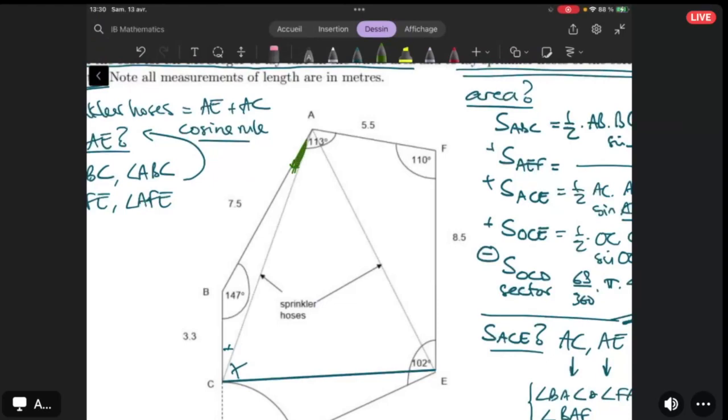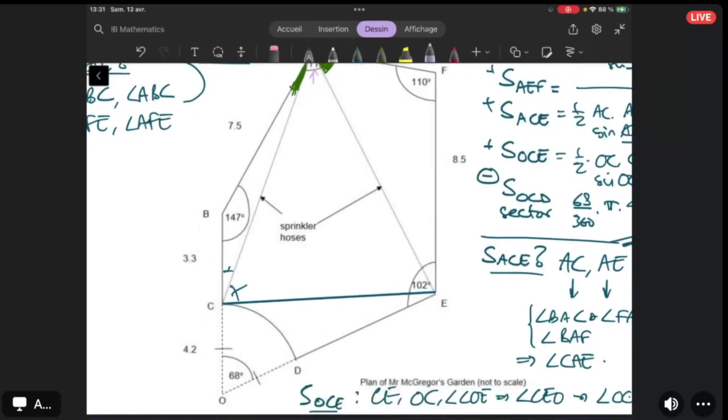Likewise, consider triangle AFE. We have AF, we have FE, we know the angle AFE. Sine rule would allow us to calculate the angle between them. No, sorry, calculate the angle EAF. All three of them combined is 113. So that would give you the middle guy.